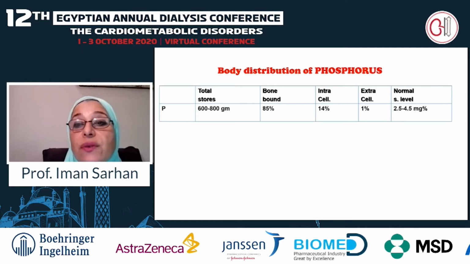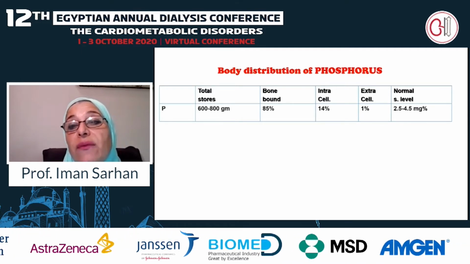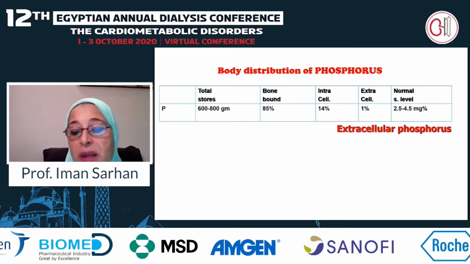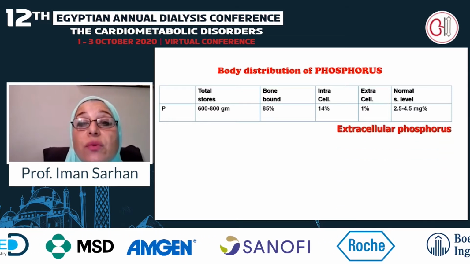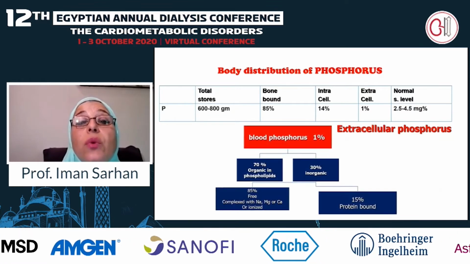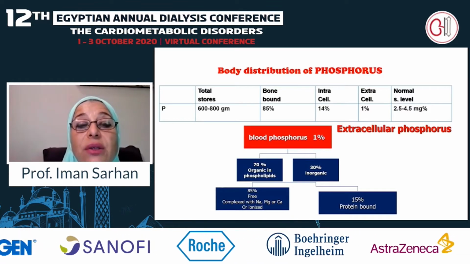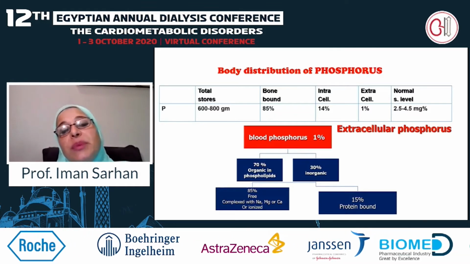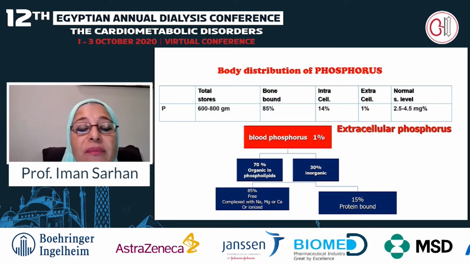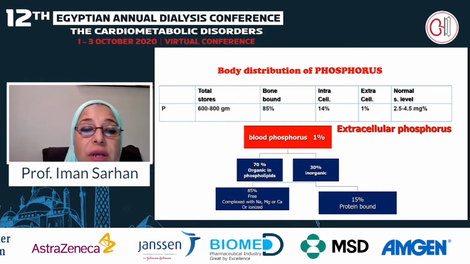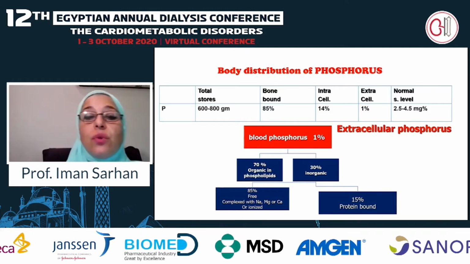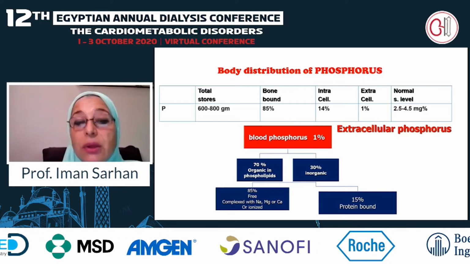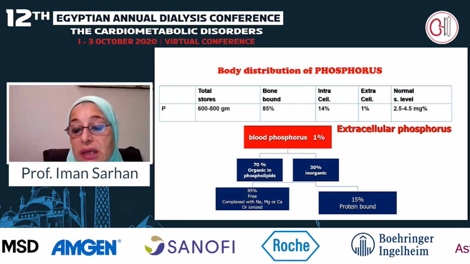The normal level of phosphorus is between 2.5 to 4 milligram per deciliter. Extracellular phosphorus, which is the 1%, can also be divided into 70% organic, present as phospholipid, and 30% inorganic. Of the inorganic, 85% is free in circulation, complexed with sodium, magnesium, calcium, or found ionized, and 15% is protein bound.